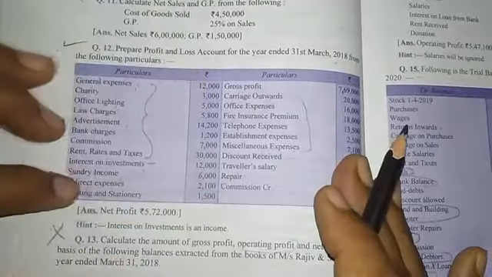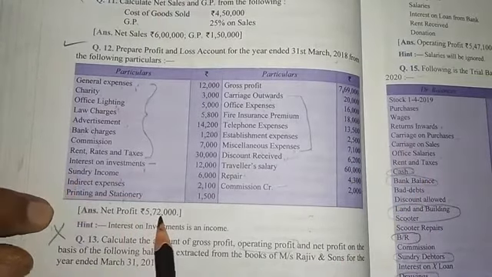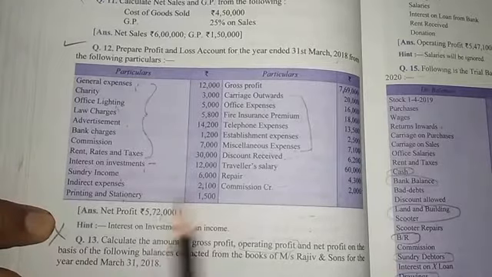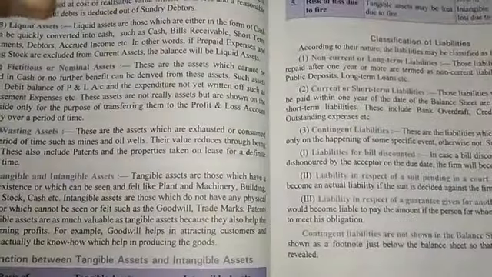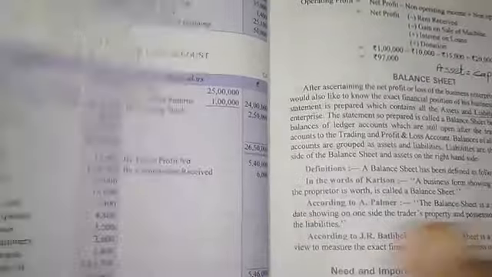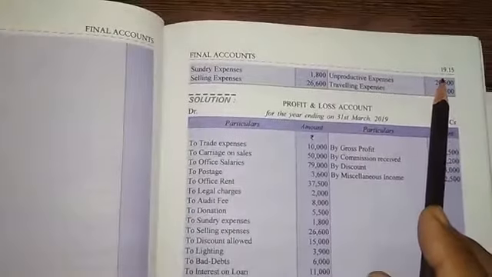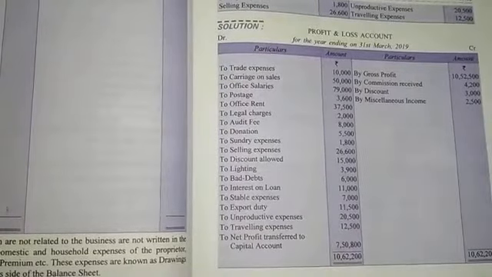After writing this much, you have to take the difference and you will get a net profit of this much amount. The writing will be "Net profit transferred to capital". If any doubt is there about making and balancing, you can see illustration 12. Here one profit and loss account is made on page number 19.15. The solution is shown there. You can see this. So you have to complete this in your copy. Okay, thank you.